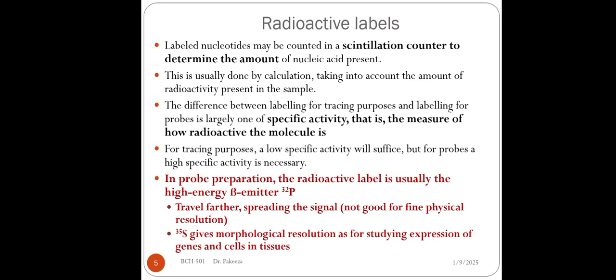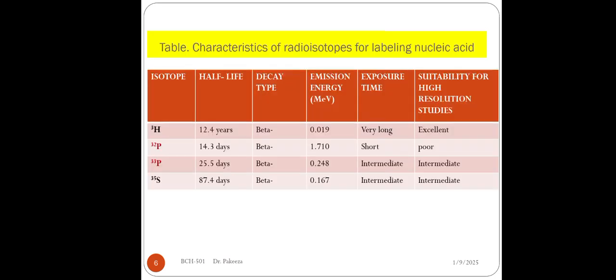In probe preparation, the radioactive label was usually P32, which was a high energy beta emitter. Why? Because it can travel farther. As a result, it can spread the signal. Whereas when it comes to sulfur 35, it gives morphological resolution, and that helped in studying expression of the genes and cells in the tissue. So there are different uses for different types of radioactive probes.